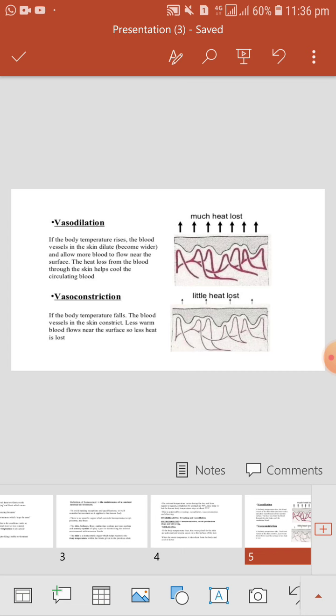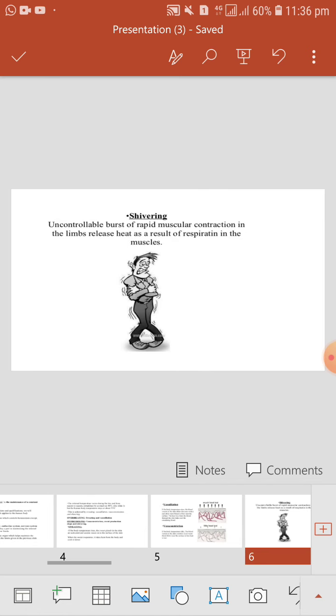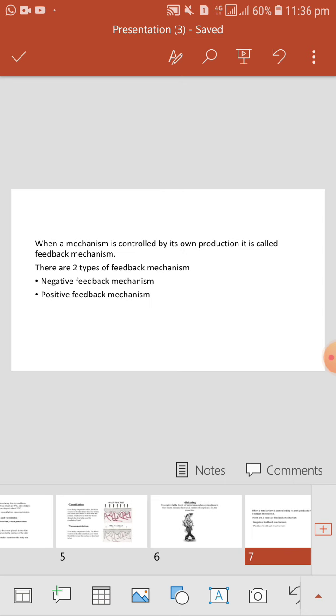On the other hand, what is vasoconstriction? If the body temperature falls, the blood vessels in the skin contract. Less warm blood flows near the surface, so less heat is lost. Shivering is an uncontrollable burst of rapid muscular contraction in the limbs that releases heat as a result of respiration in the muscles. All this is done by a specific mechanism which is known as the feedback mechanism.